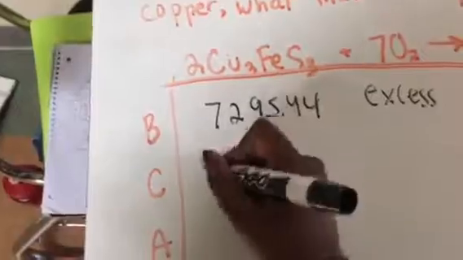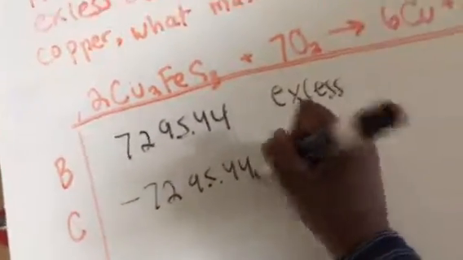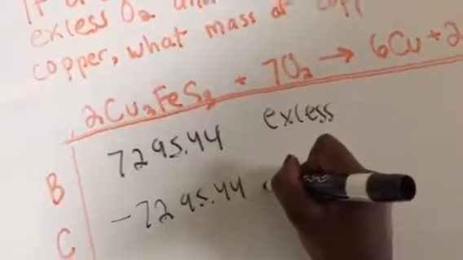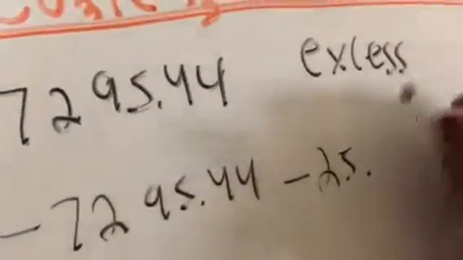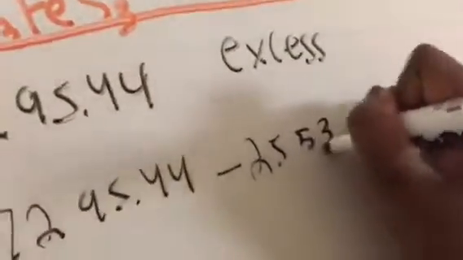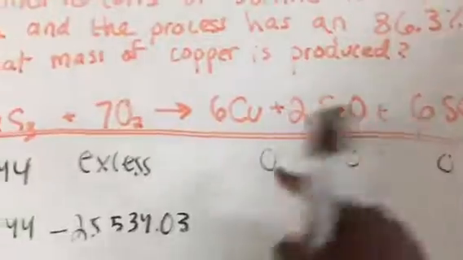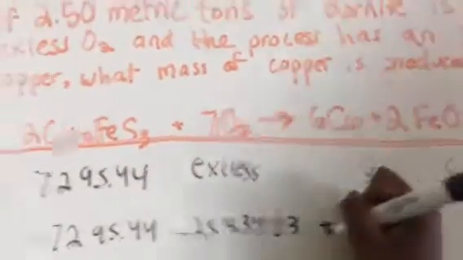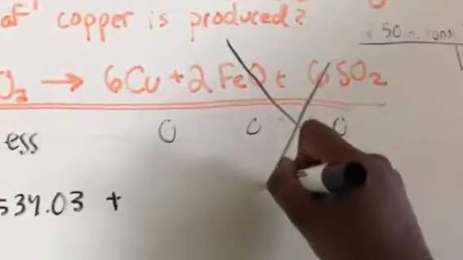So we can subtract from that. Okay, and then we subtract that too, but we don't have to worry about that. Actually, we do have to worry about that. The number for here is 25,534.03. And then over here, we assume there's no products to begin with. And then we add, but we don't have to focus on these two since we're only trying to find the mass of copper in the end.